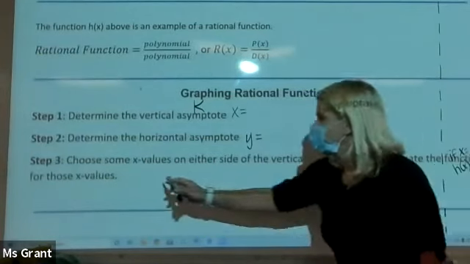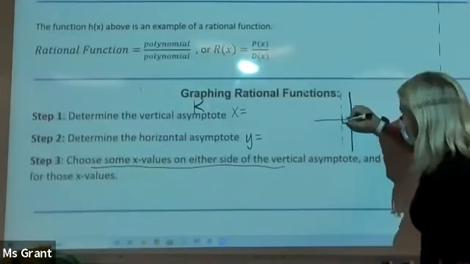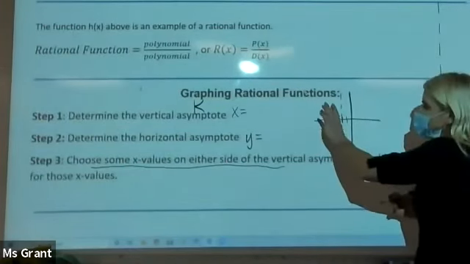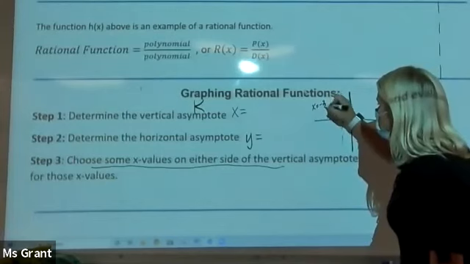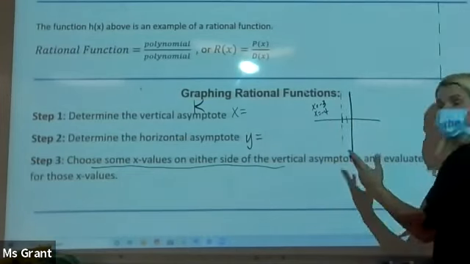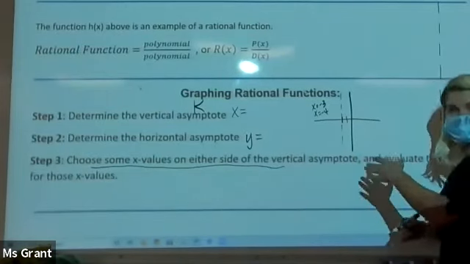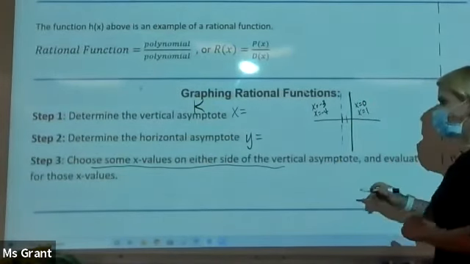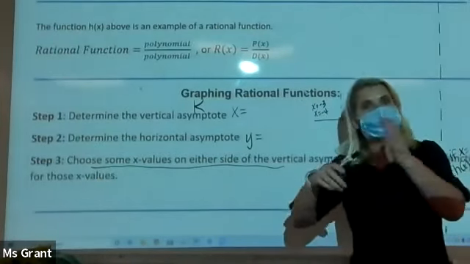As an example, step 3, choose some x values on either side. If this is my vertical asymptote and it's at -2, then I'm going to have one portion of my graph over here. So maybe I should pick -3 or -4, for example. I also need to pick some x values to plug in to form my graph on the right side. So I could even pick x equals 0, x equals 1. You need to pick some values on either side of the vertical asymptote so that you get an idea of what this side looks like and what this side looks like.